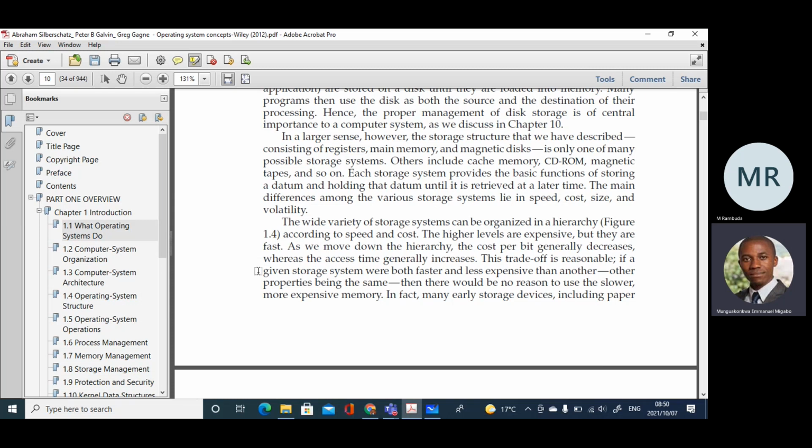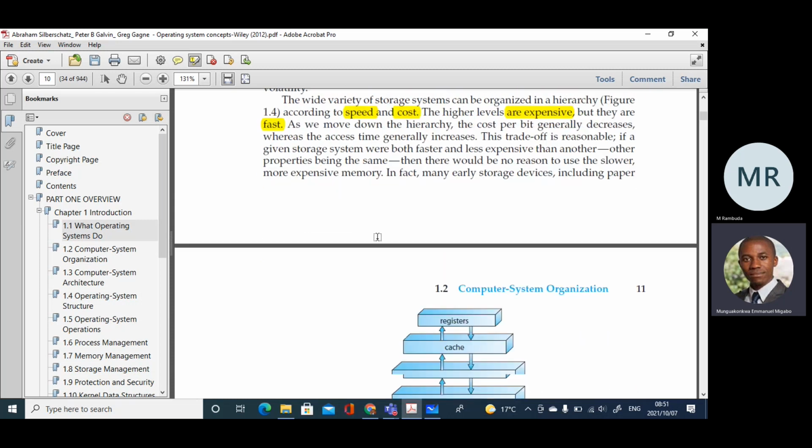There's a hierarchy in which the different storage systems can be organized according to the speed as well as the cost. Obviously, speed: the lower level is where we can easily fetch from. The deeper levels take longer to fetch from, and cost, of course, has to do with every extra memory you add, such as extra RAM, which comes with a cost. The higher levels are expensive money-wise, but they are fast. That's the benefit they have. And let's look at them.